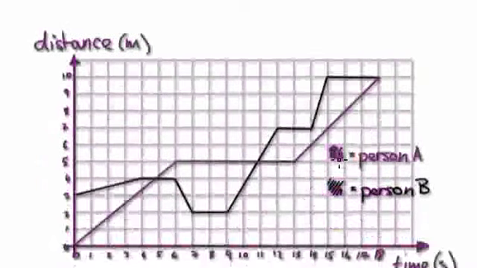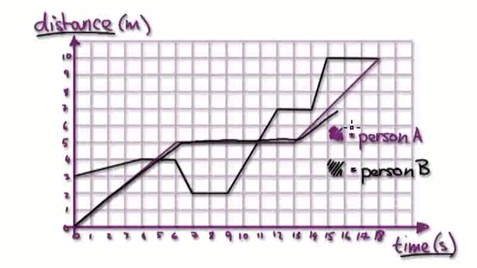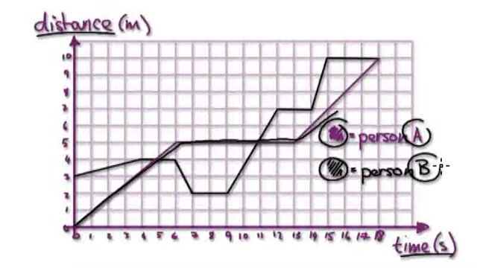Okay, let's give you guys some more practice. So, given this distance time graph here, just by looking at this, tell me who reached the 10-meter mark first. So, the purple line here represents person A, and the black line represents person B.